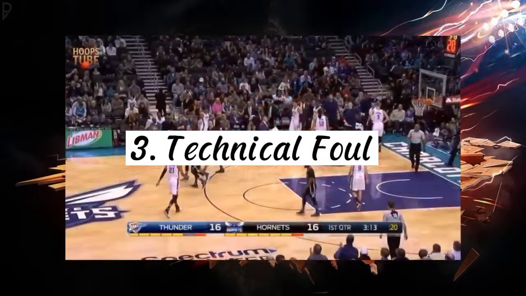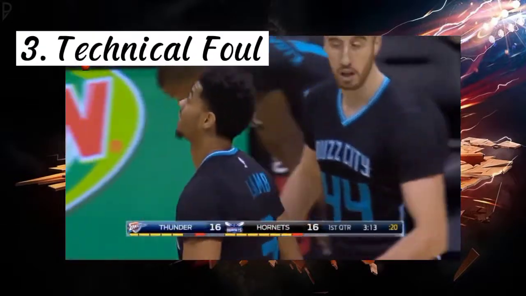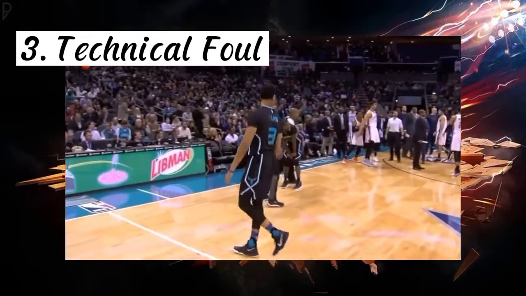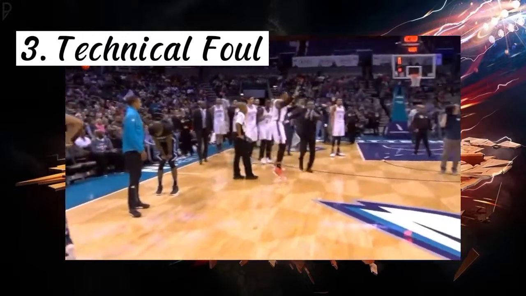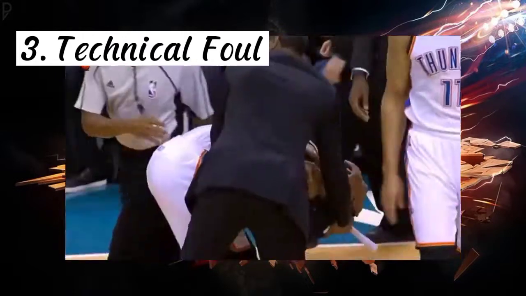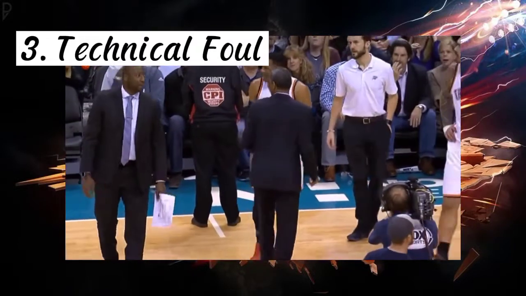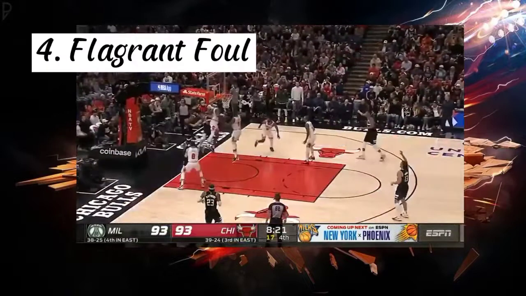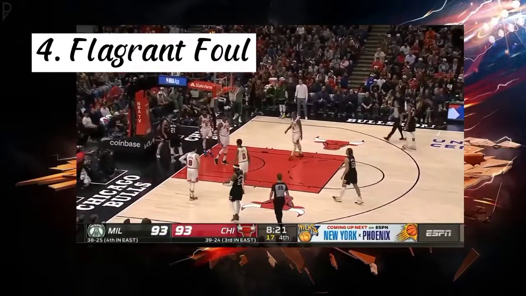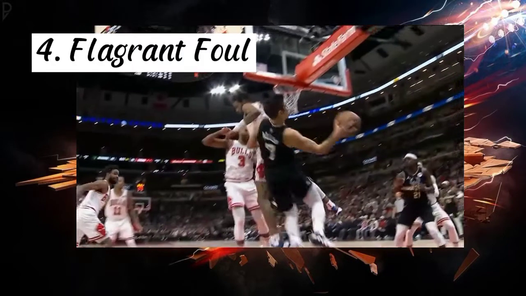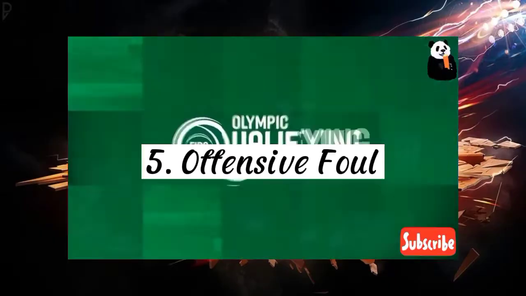Next is the technical foul. A technical foul is when a player or coach displays unsportsmanlike behavior, such as foul language, obscene gestures, or arguing. Here comes flagrant foul. It is when a player performs an act of violence that can seriously injure or harm others on the court.